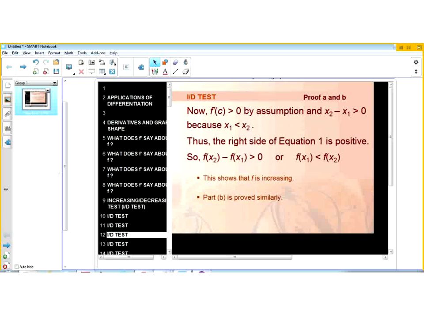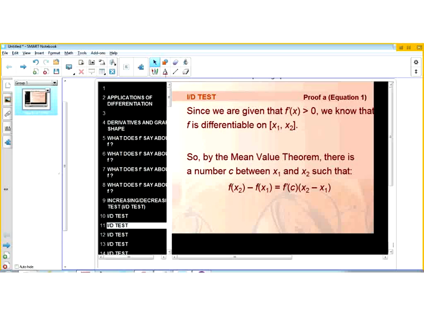Okay, now f prime of c is greater than 0 by assumption. Okay, the part A, and x2 minus x1 is greater than 0 because we established that x1 is less than x2. We're given that. We asserted that. So the right side of the equation.